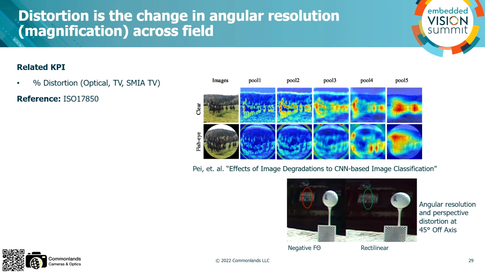Additionally, it can impact the aspect ratio or the perspective distortion of an object. So in the bottom right, you'll see two golf balls. Golf balls are supposed to be circular, but in this case, they're not. The one on the left has a negative F theta distortion profile where it's squeezed, and then the rectilinear, which is actually completely undistorted, you'll see that the golf ball is almost twice as wide as it is tall. So distortion can be characterized by a percent relative to a reference projection.